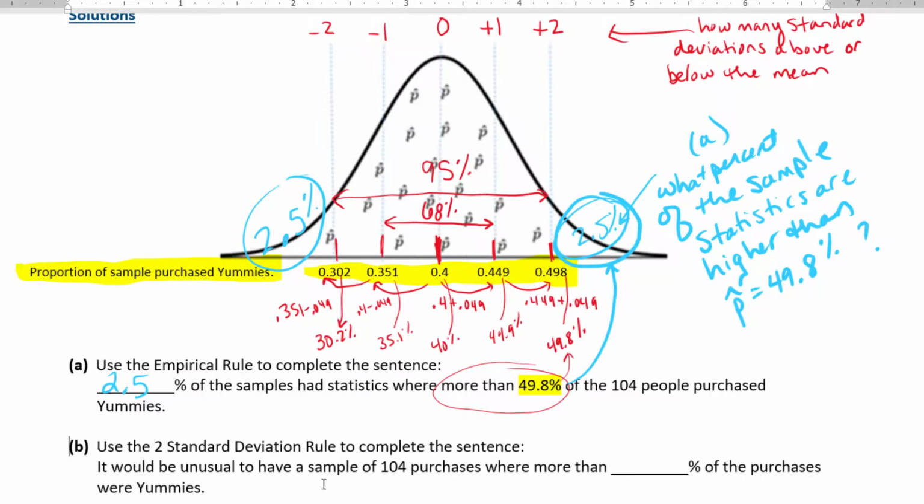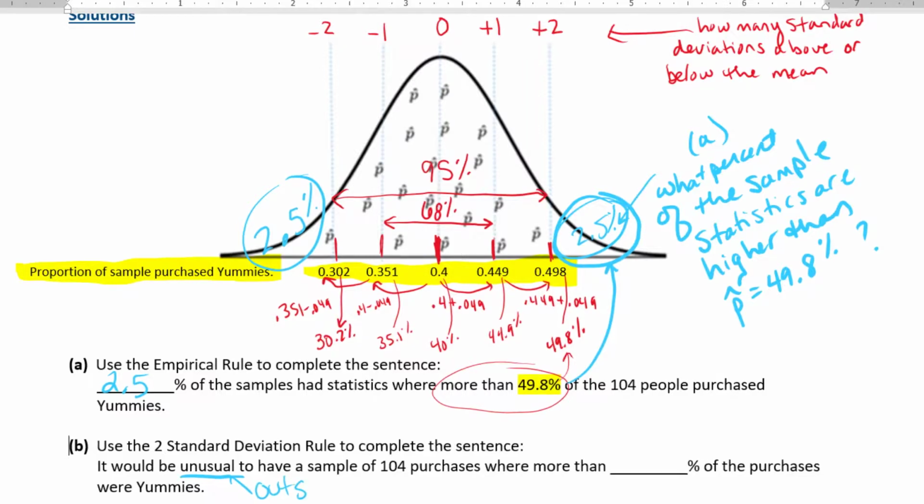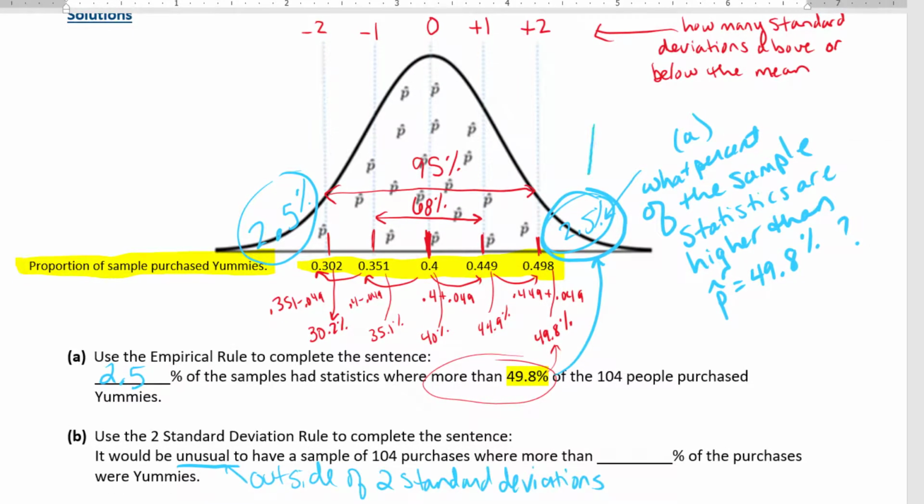Part B, use the 2 standard deviation rule to complete the sentence. It would be unusual to have a sample of 104 purchases where more than blank percent of purchases were Yummies. The word unusual means outside of 2 standard deviations. So unusual samples are those up here in the unusually high realm and down here in the unusually low realm. That would be more than 49.8%, right? This is that cutoff for unusually high sample statistics.